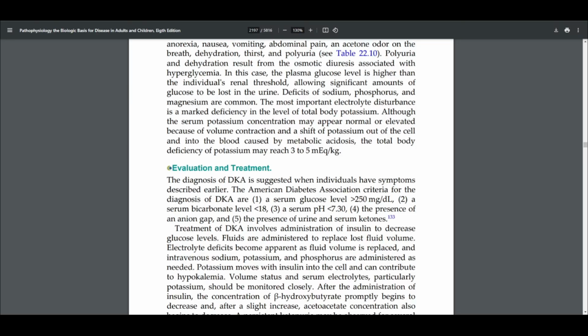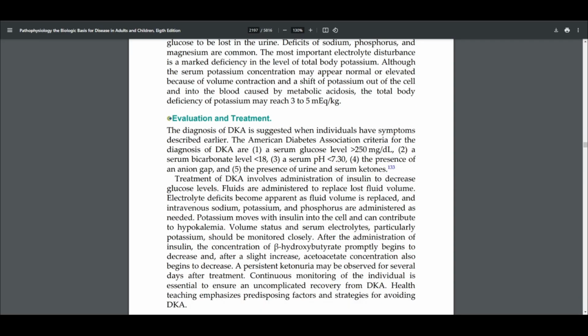Deficits of sodium, phosphorus, and magnesium are common. The most important electrolyte disturbance is a marked deficiency in the level of total body potassium. Although the serum potassium concentration may appear normal or elevated because of the volume contraction and the shift of potassium out of the cell and into the blood caused by metabolic acidosis, the total body deficiency of potassium may reach 3 to 5 mEq per kilo.